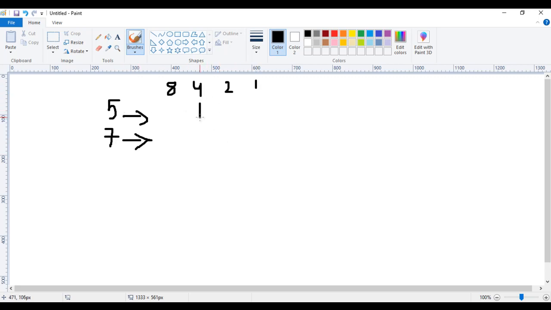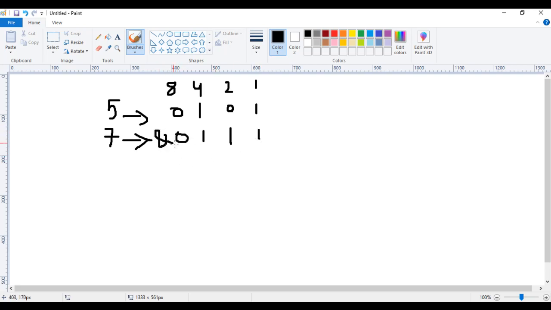So underneath 4 I write 1. Underneath 1 I write 1. Remaining places I put zeros. How do we convert 7 to binary? On adding 4 to 2 to 1 we get 7. So underneath 4 we write 1. Underneath 2 we write 1. Underneath 1 we write 1. Remaining place we put zeros.